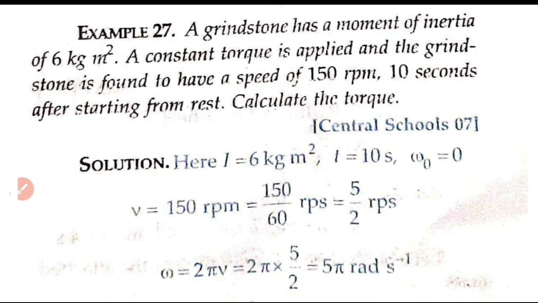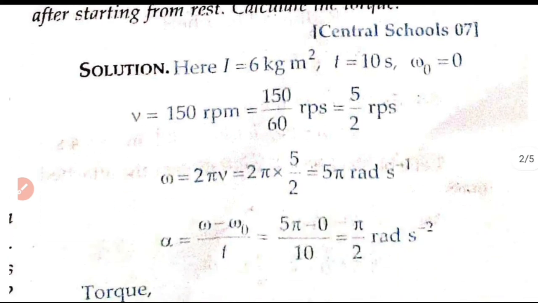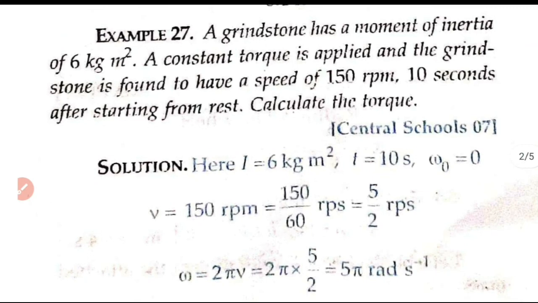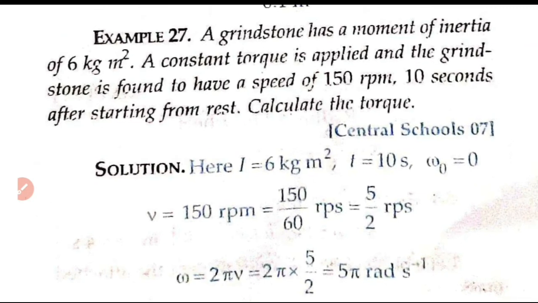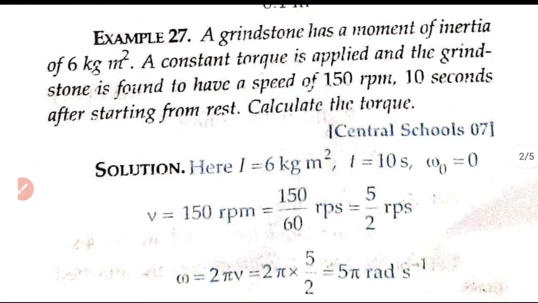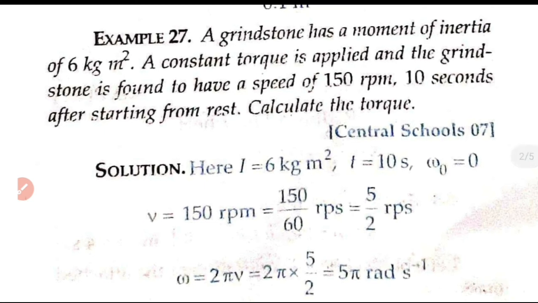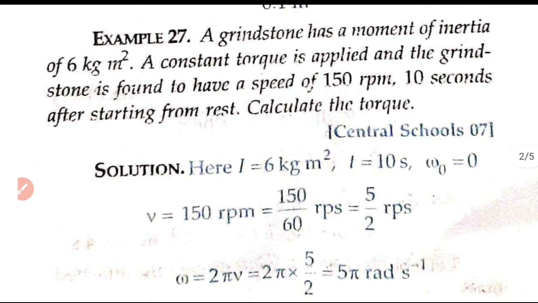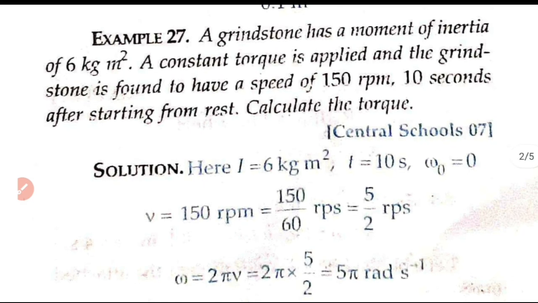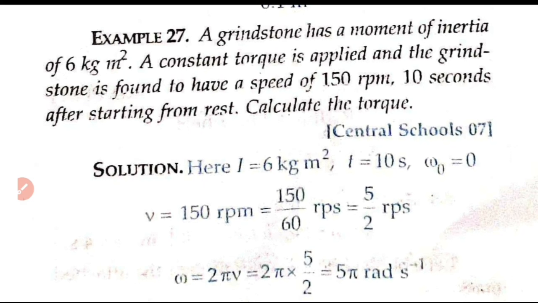So this question is also very easy. We have to calculate torque. Torque equal to I alpha. That's what we need to find. So first we need to find alpha. So to find alpha, we need omega and omega 0. So time taken is 10 seconds. Moment of inertia is directly given. Constant torque is applied and it is found to have a speed of 150 rotations per minute. Before that it is assumed to be at rest. So initially it is at rest, so omega 0 is 0.